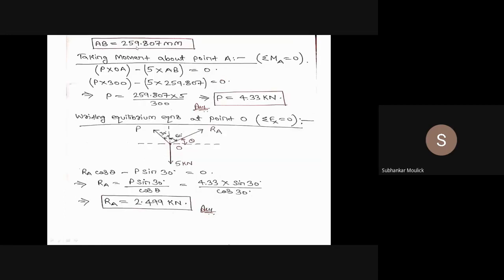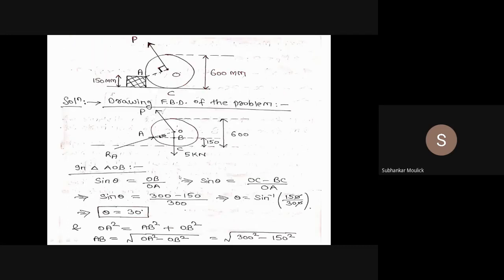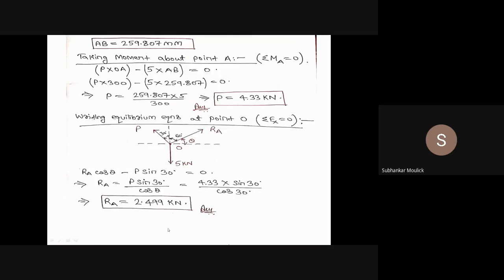So I got AB coming out to be 259.80 mm. It is clear to all of you till AB. Any doubt so far?